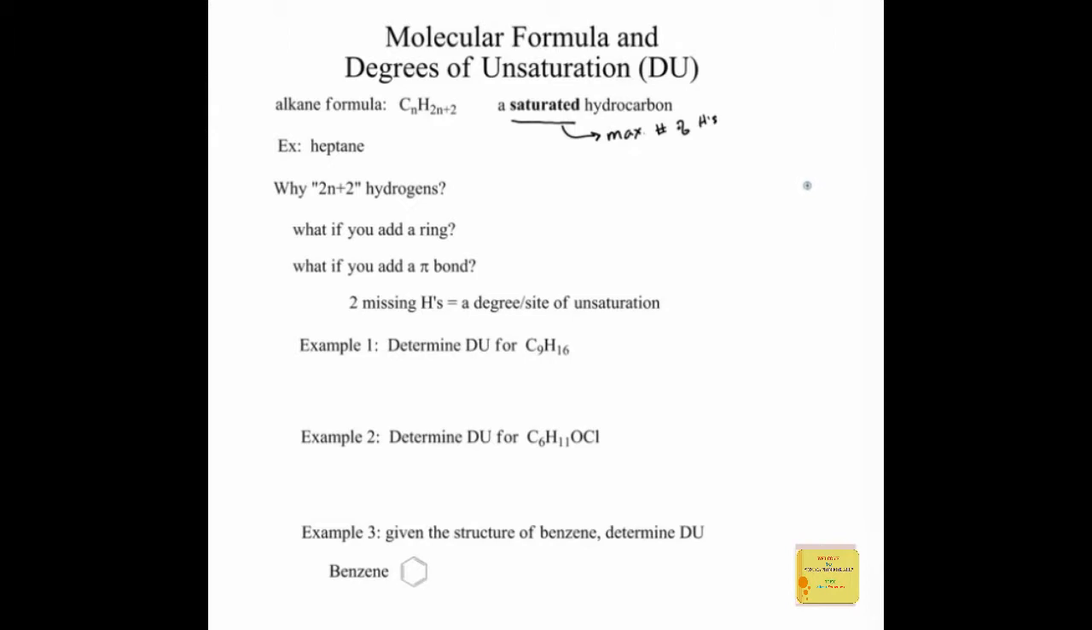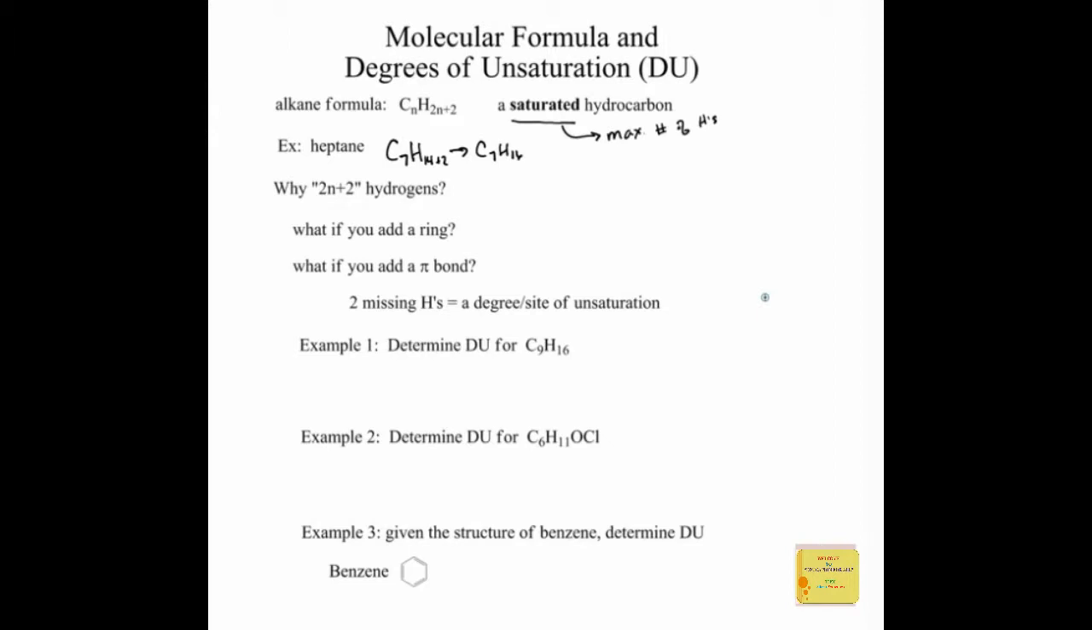So for example, using this formula, we could determine the molecular formula for heptane. Heptane means that we have 7 carbons. And so how many hydrogens are there? Must be 2N plus 2. So 2N is 14, plus 2. So the formula for heptane is C7H16. So that's another very good formula to know, C to the N, H to the 2N plus 2. That's going to come in handy.